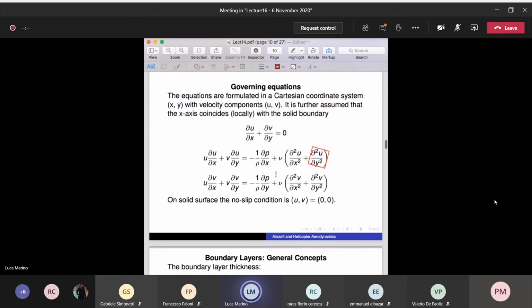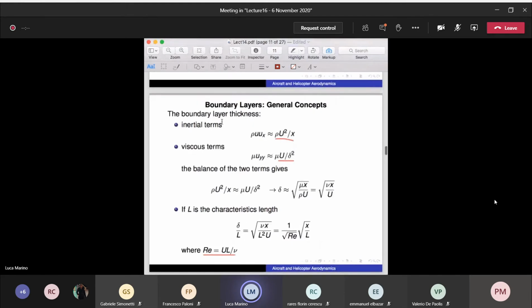Okay, I told you that the general concept on the basis of the boundary layer is that the two terms, the left-hand side, the inertial terms, and the right-hand side, the viscous or diffusive terms, have to be of the same order. So this means that from the balance of these two quantities, in terms of reference quantities, we have a sort of estimation of the size of the boundary layer.